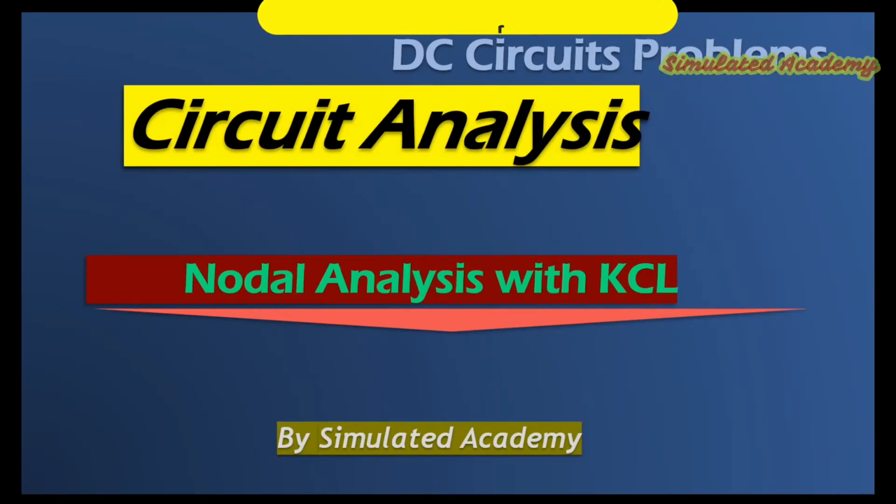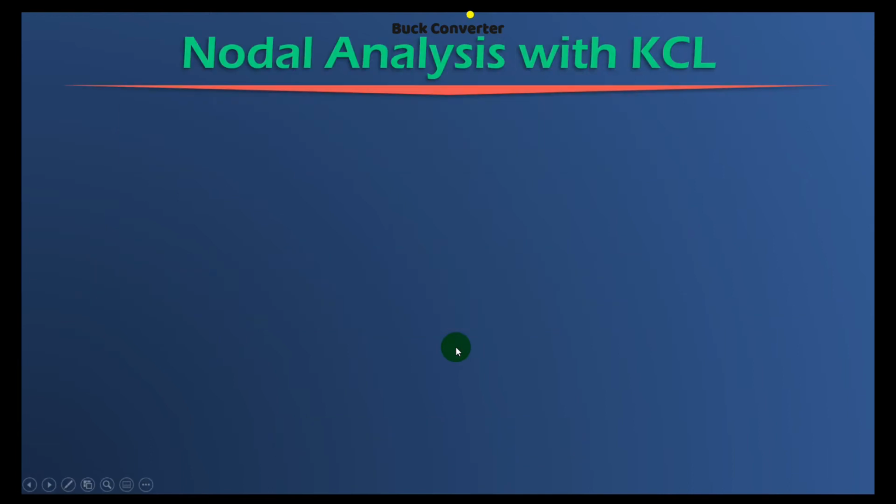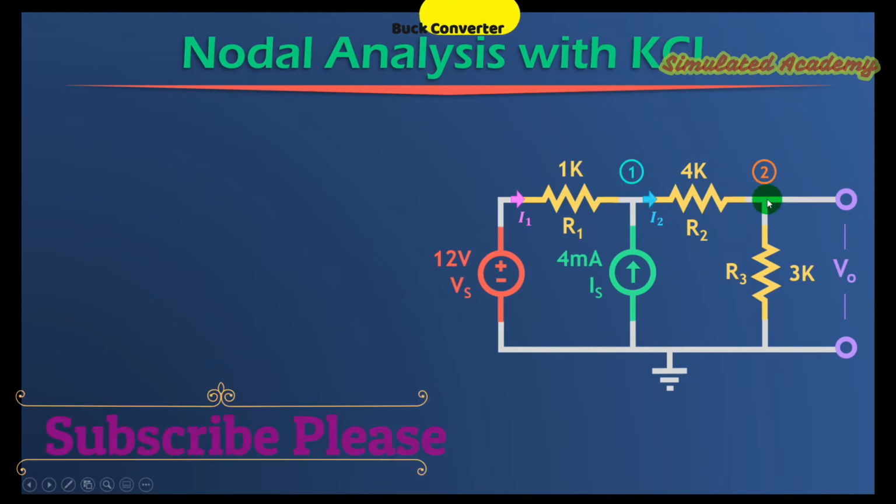Welcome back to the DC circuit analysis problem. In this problem, we will solve the problem through nodal circuit analysis. For example, we are given this circuit and we are asked to find V0, the voltage across the 3k ohm resistor. All the values are given, so I call this node 1 and this node 2.